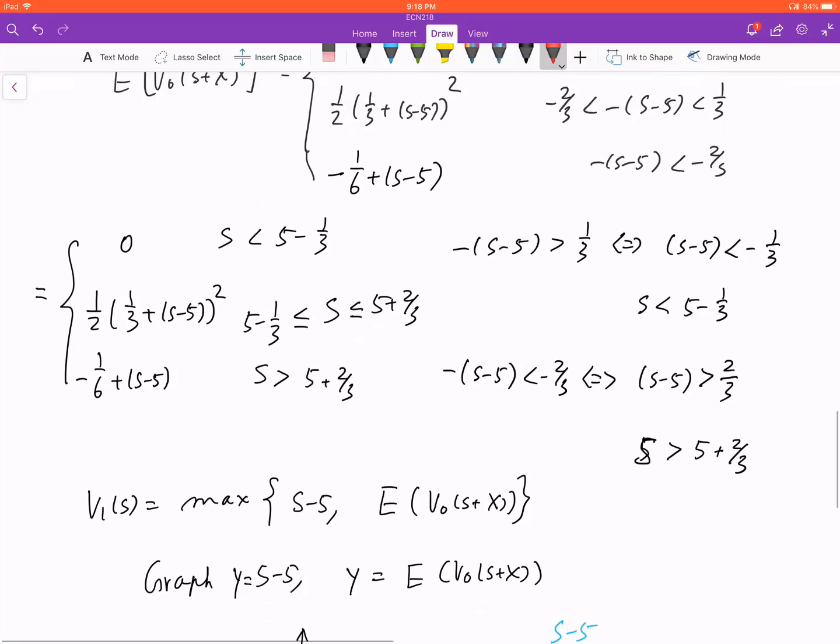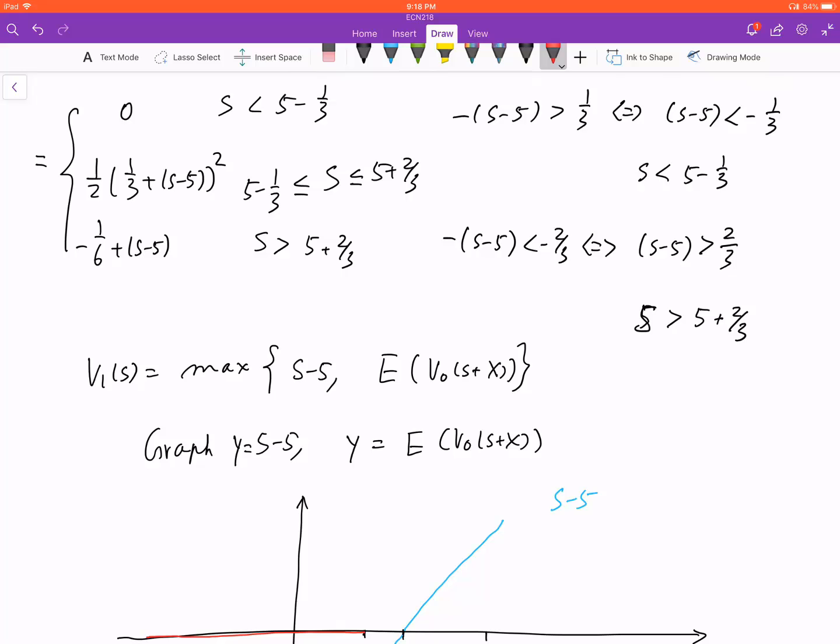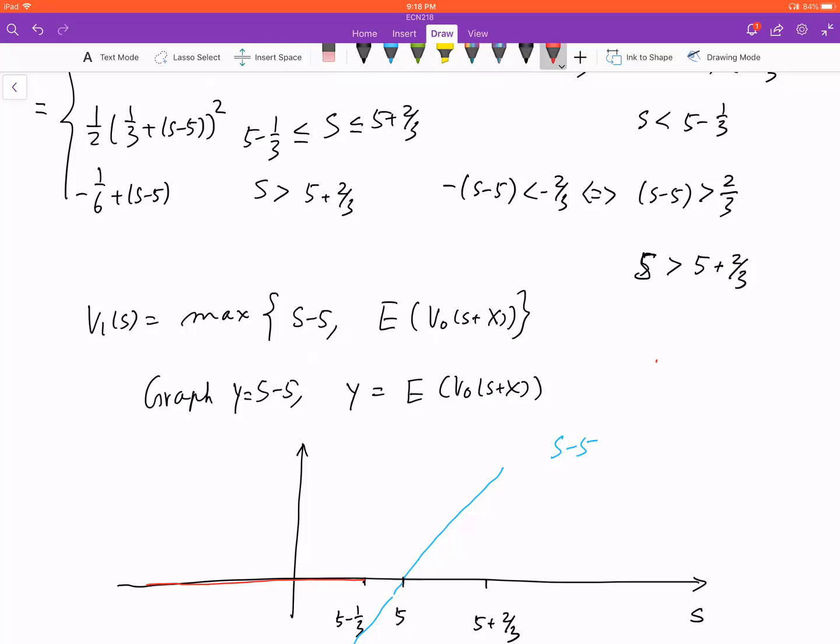If we look at the function in the middle or the last one, we look at S equal to 5 plus 2/3. We look at this value, 1/2 of 1/3 plus S minus 5 squared, which would be exactly equal to 1/2. This is S minus 5 is 2/3, so this is 1 squared. It's exactly 1/2. Now, this distance over here is going to be 2/3, because we can easily plug in the value. If S is 5 plus 2/3, this is 2/3. So we have a point over here. This is 1/2.